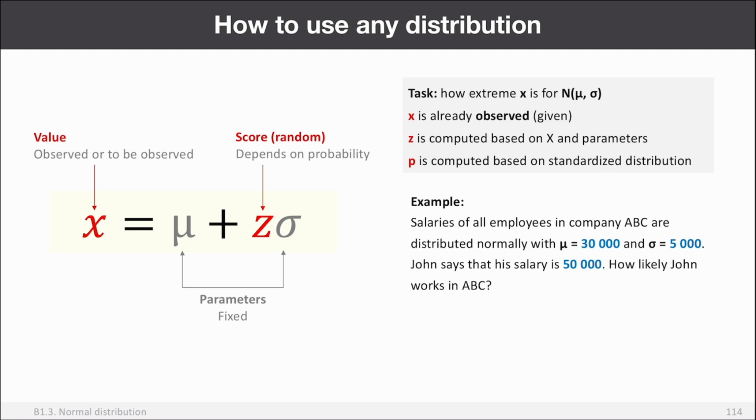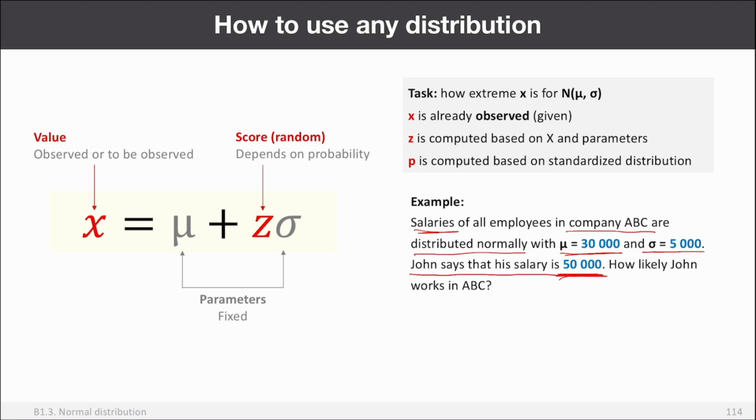Now let me show you an example. The example I'm going to use is similar to one of the examples I used before. Let's say that we have a company and we know the parameters of this company. These are parameters of salaries. We know that salaries in the company are distributed normally. The average salary is 30,000 krona and the standard deviation is 5,000. Now John says, I work in this company ABC and my salary is 50,000. How likely is it? Can we say indeed that John doesn't lie and John indeed works in ABC, right?